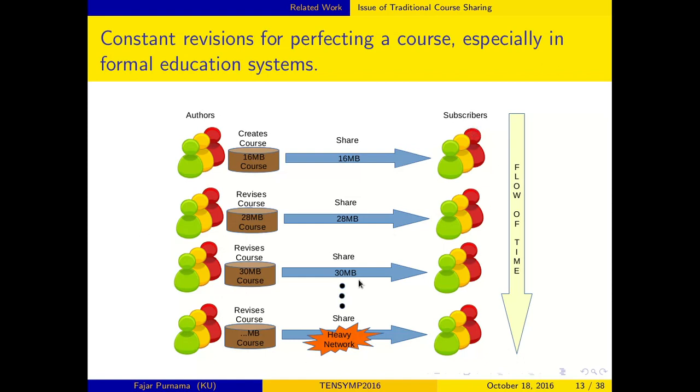On this figure, it is shown that the first course was a 16 megabyte data of course contents. The subscribers will first download 16 megabyte, and next time the authors revise the course from 16 megabyte of data to 28 megabyte of data, and the subscribers will have to download the 28 megabyte of course data, and we throw away the old 16 megabyte of course data.